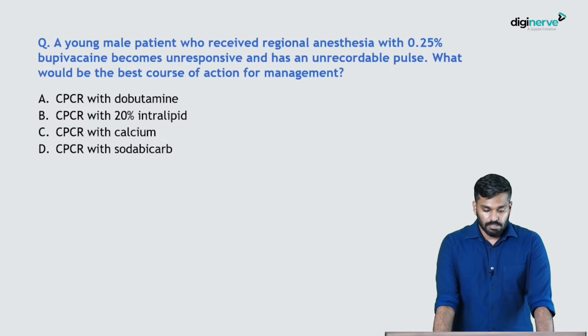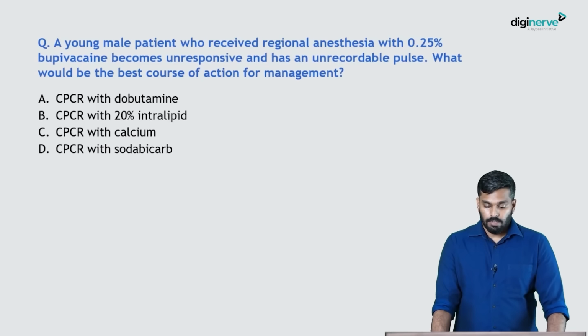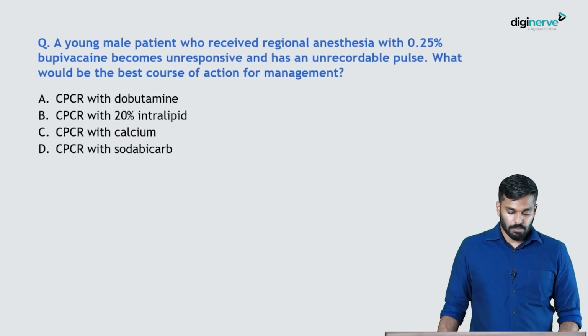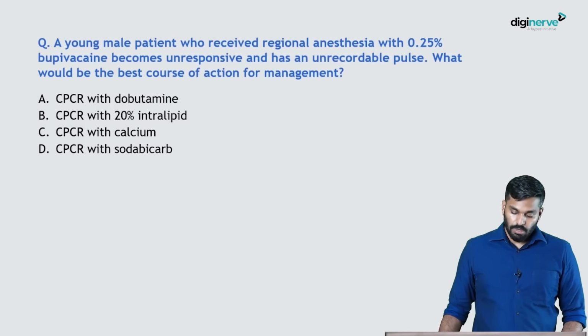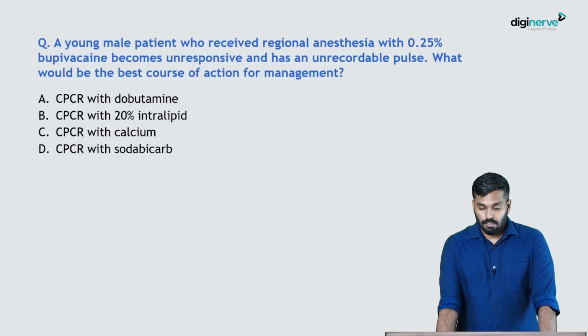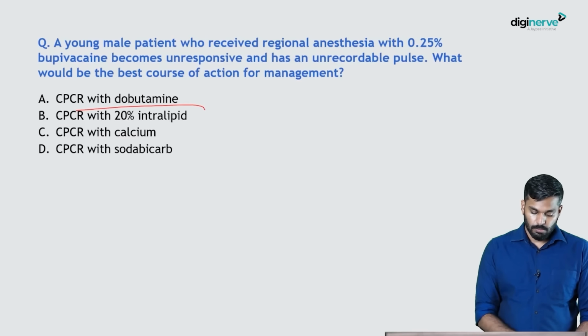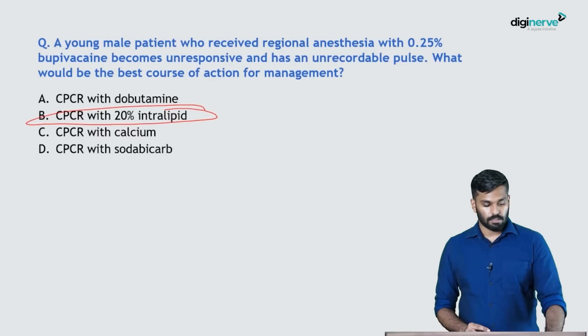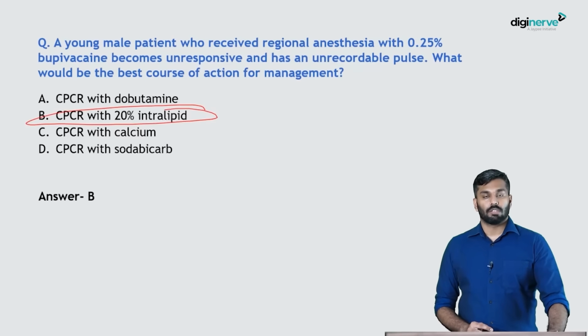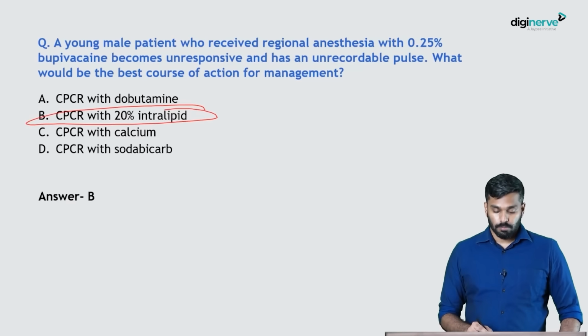A young male patient who received regional anesthesia with 0.25% bupivacaine becomes unresponsive and has an unrecordable pulse. What would be the best course of action for the patient? Unresponsive and unrecordable pulse means mostly local anesthetic toxicity has set in, and these patients will require CPR with 20% intralipid. Yes, true. Now this is something that you have to remember.